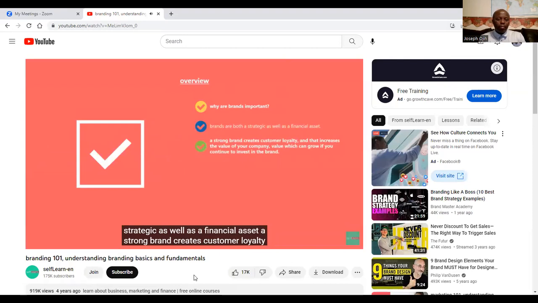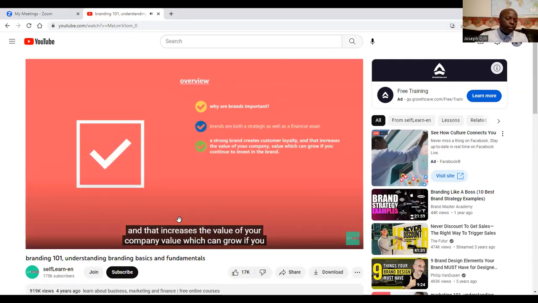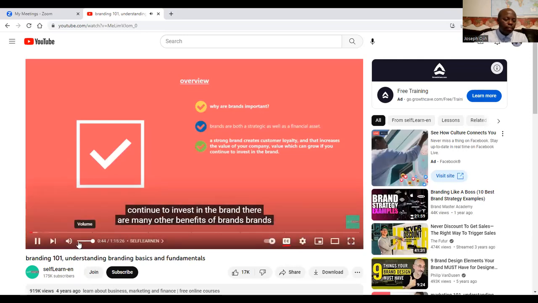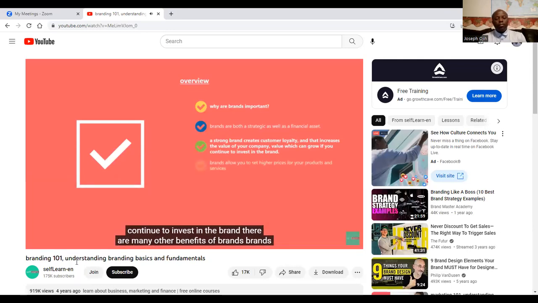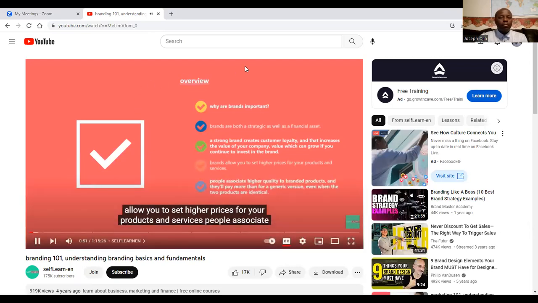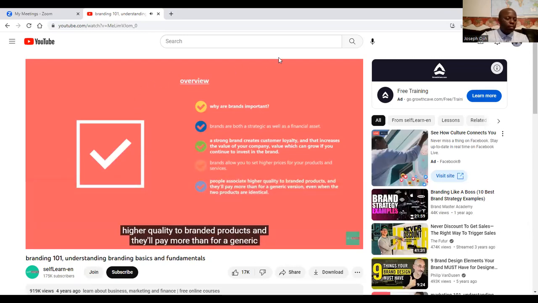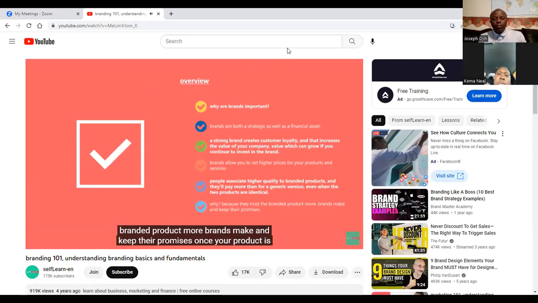A strong brand creates customer loyalty. And that increases the value of your company, value which can grow if you continue to invest in the brand. There are many other benefits of brands. Brands allow you to set higher prices for your products and services. People associate higher quality to branded products, and they'll pay more than for a generic version, even when the two products are identical. Why? Because they trust the branded product more. Brands make and keep their promises.